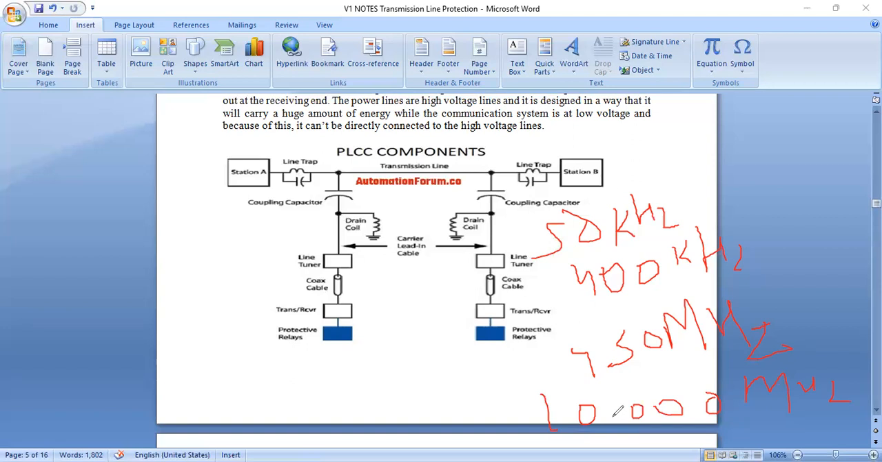The main part of this PLCC is that there are two sections, section A and section B. We have to connect them between the transmission line with the line trap. What is the use of this line trap? What is the use of this coupling capacitor? Then the coax cable, and the transmitter receiver we have to connect with the carrier current protection. So this is about the PLCC components.